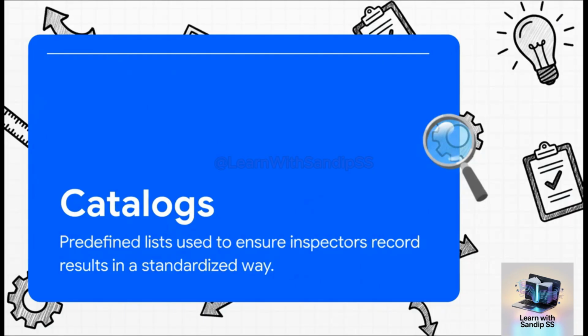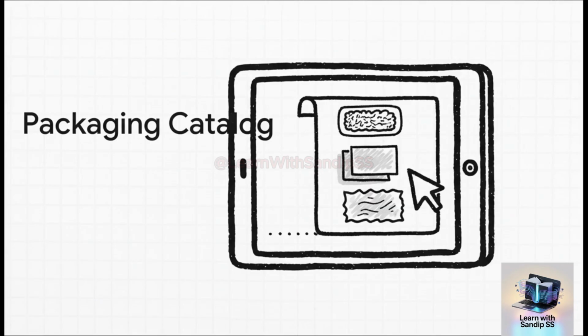And our final building block is catalogs. Now, this one is all about keeping your data clean and consistent. Catalogs are just predefined lists. They make sure that when your inspectors are recording what they find, they're all using the exact same terms. No typos, no confusion, just standardized data. So for example, when the inspector is checking the packaging, instead of them typing out wood shavings or that puffy paper stuff, they just pick from a simple drop-down list that you've already defined. Wood wool, paper, or plastic foil. Boom! It's clean, it's consistent, and it's perfect for reporting later.